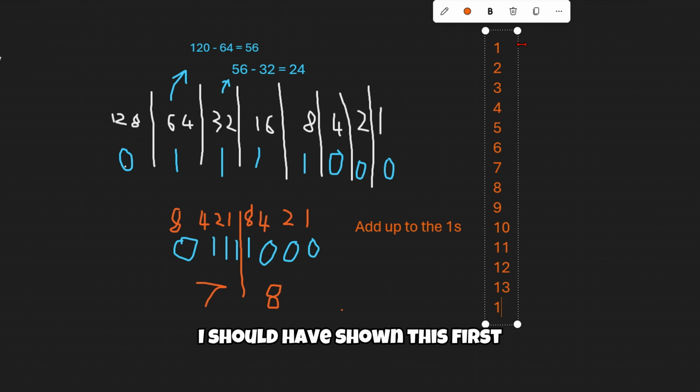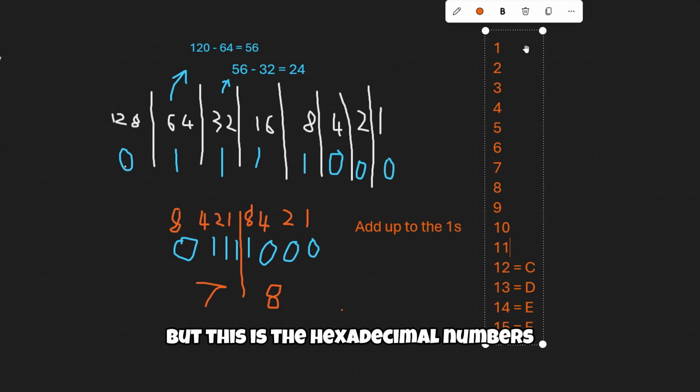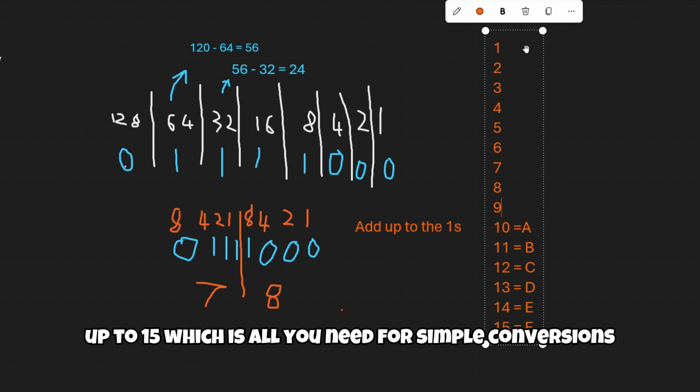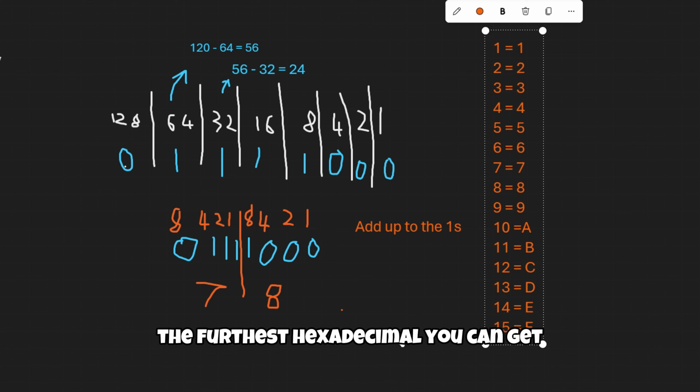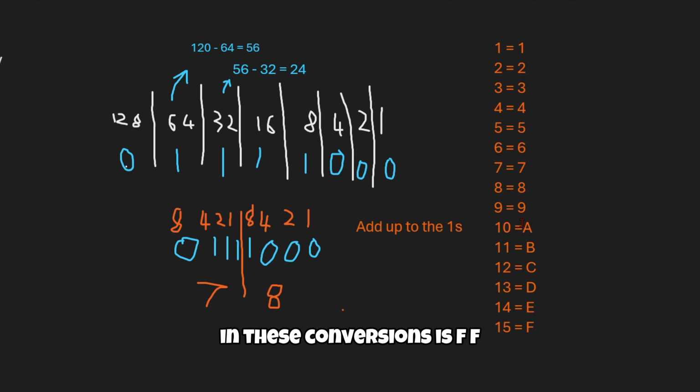I should have shown this first, but this is the hexadecimal numbers up to 15, which is all you need for simple conversions, which only go 0 to 255. And the furthest hexadecimal you can get in these conversions is FF.